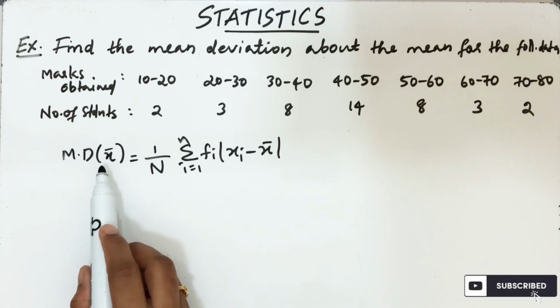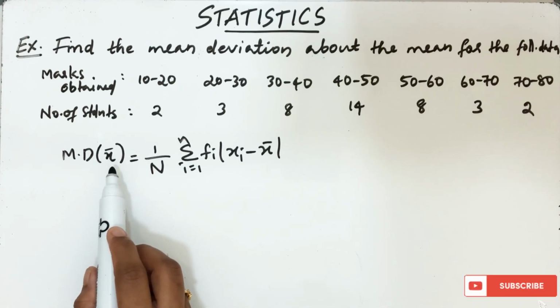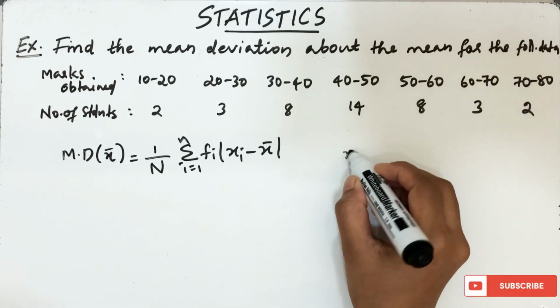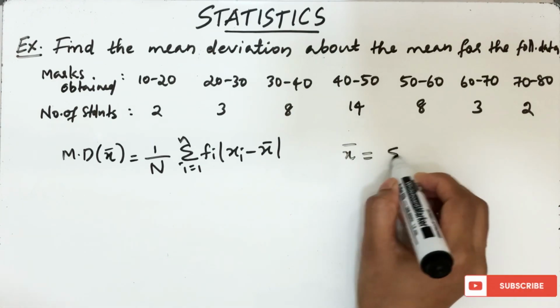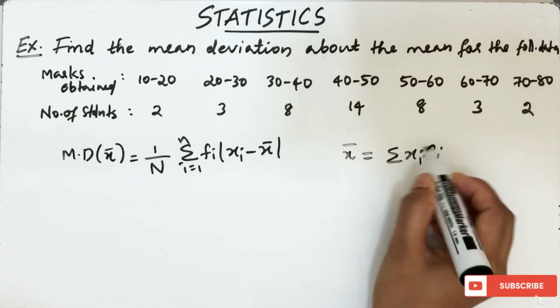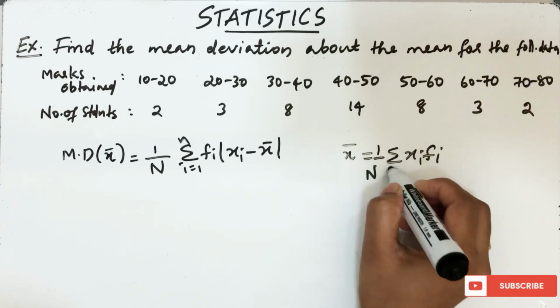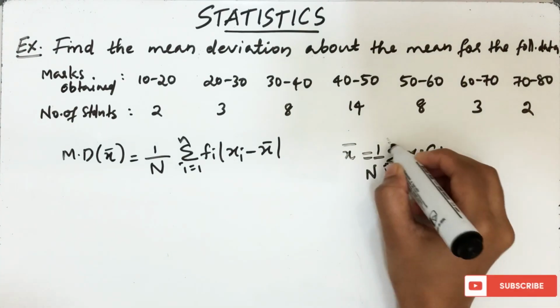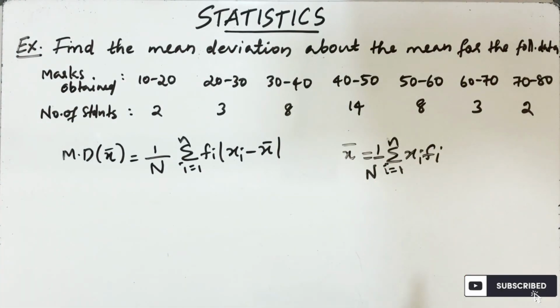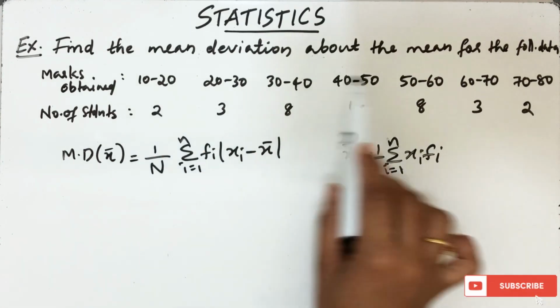To find mean deviation about mean, first we need the mean. So x bar is equal to, we know the formula, sigma xi into fi by n, or 1 by n into sigma xi into fi. We know xi is the midpoint of each class.